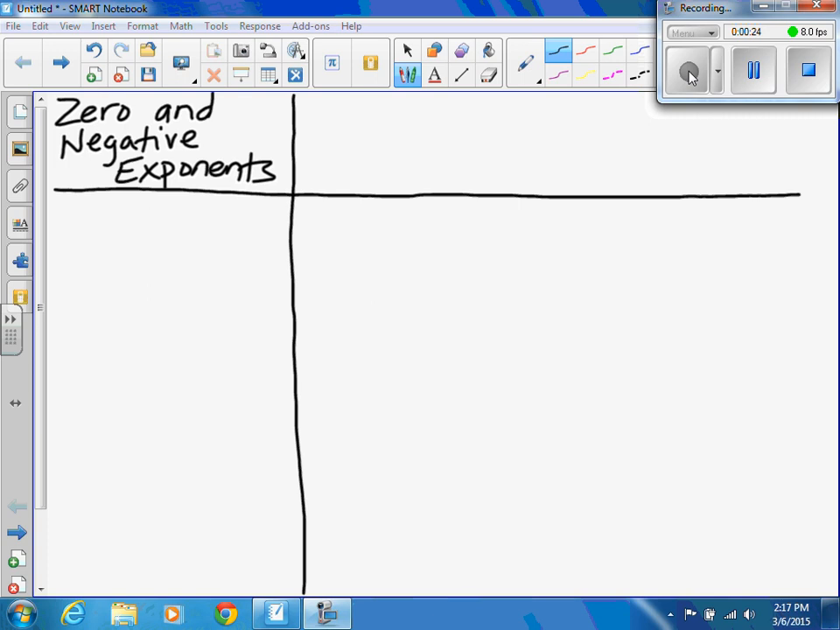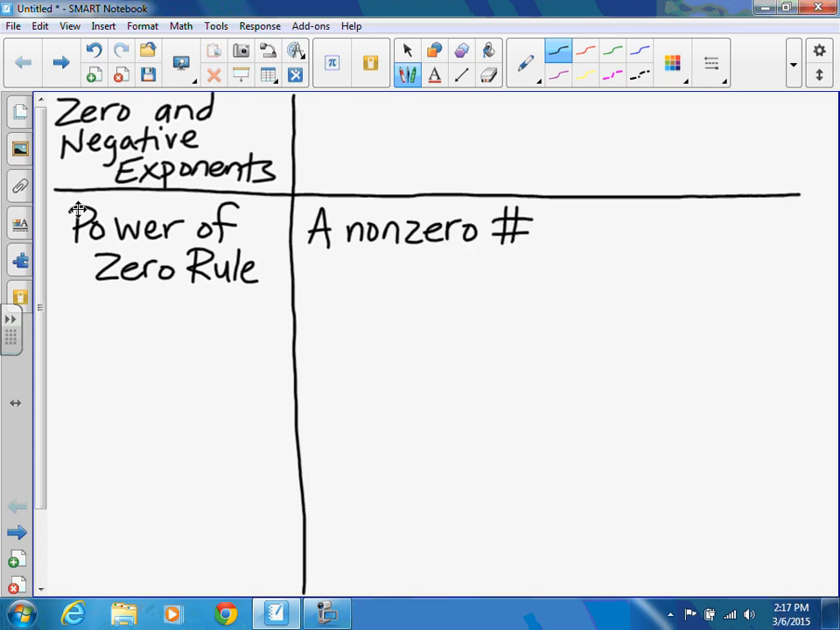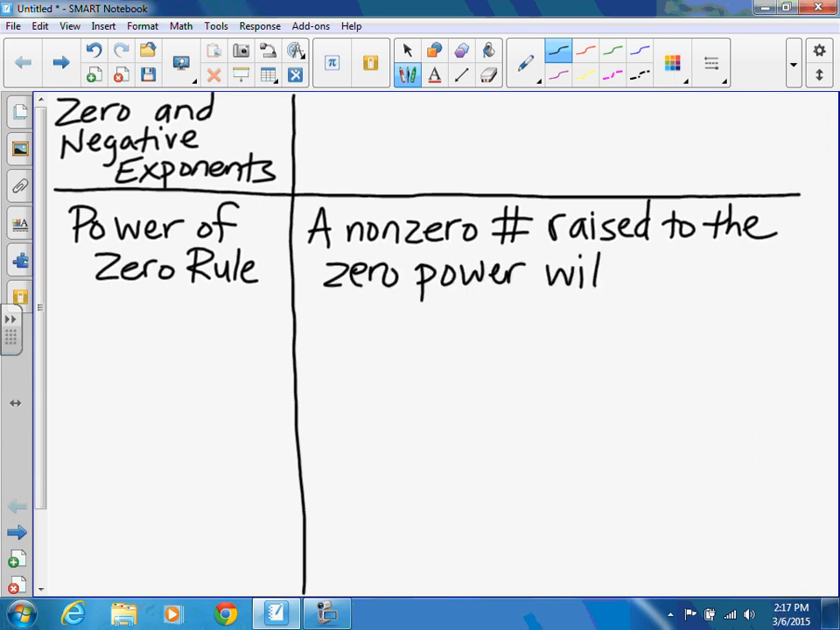So the first thing we're going to talk about is the power of 0 rule. And what this rule says is that a non-zero number, which means any number other than 0, raised to the 0 power will always be 1. Okay, it will be nothing else unless there's other stuff in the problem.